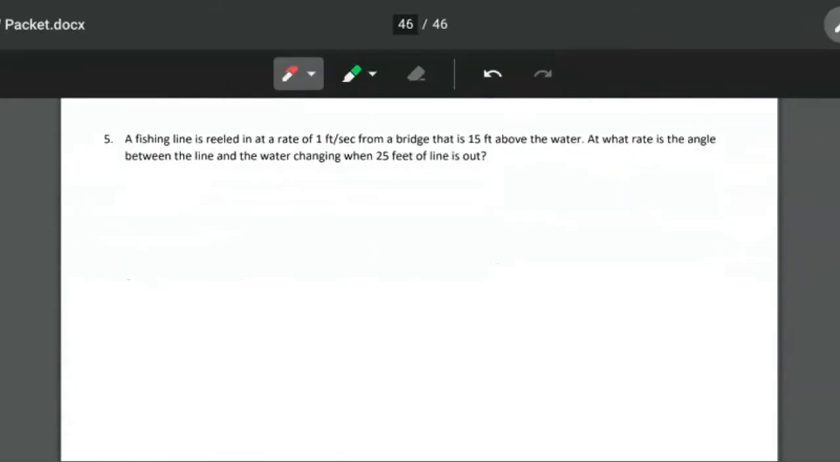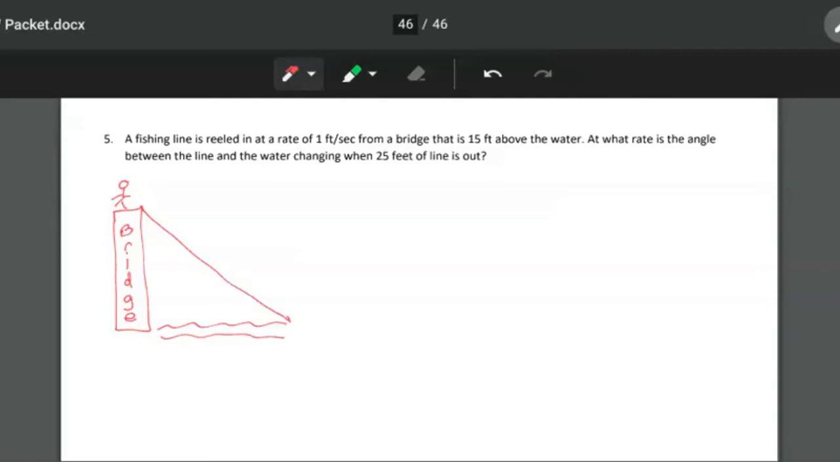Let's look at number 5. At a rate of 1 feet per second from a bridge that's 15 feet above the water, at what rate is the angle between the line and the water changing when 25 feet of the line is out? So let's try to draw a picture of this. So let's say this right here is our bridge. A bridge is kind of high up in the air. Let's say someone is standing up here and they're fishing, all right? Let's say the water is down here, and they've got this fishing reel reeled out.